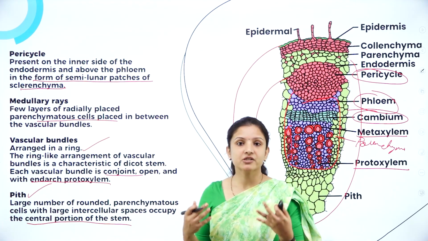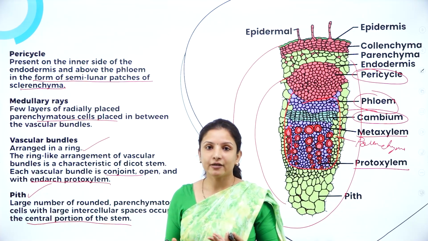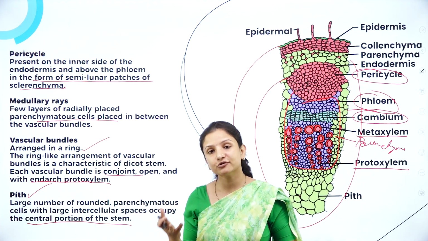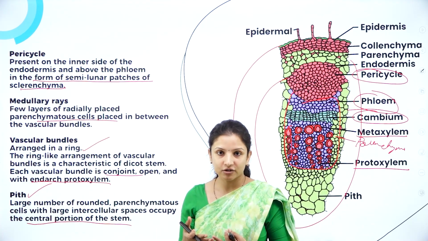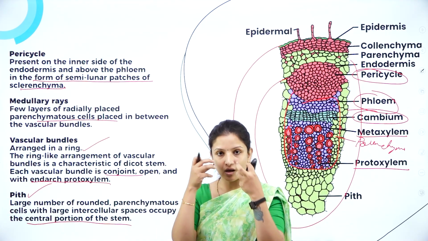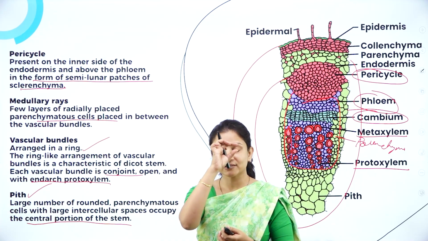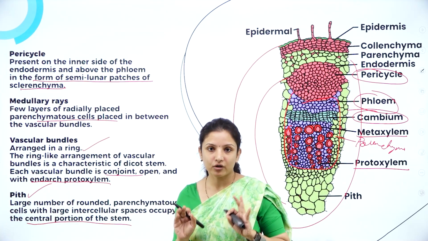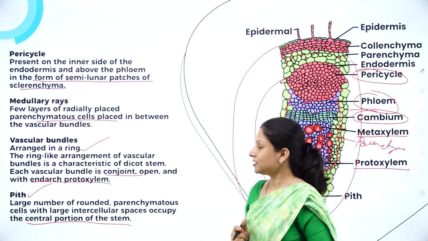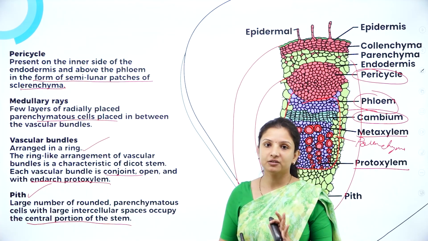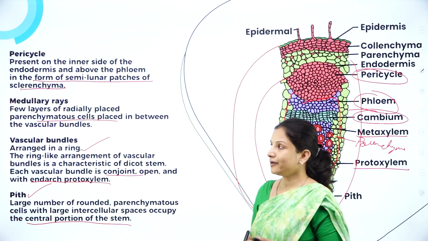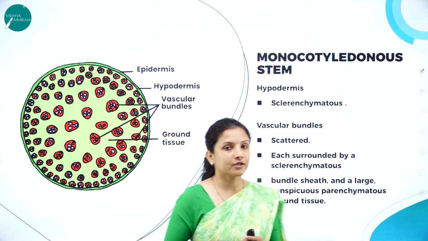And the pith is large and conspicuous because in dicots, the pith is entirely covered by parenchymatous cells. But in the case of monocots, the pith is inconspicuous. That is why whenever you take a grass or something and just see the center of the stem, it will be hollow because it is not completely filled with parenchyma cells. So that is the reason. That is one of the major differences between the pith in the case of dicot stem and that of the monocot. So next, moving on to the monocotyledonous stem.